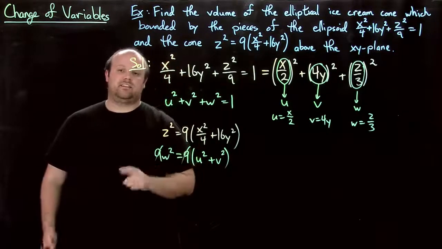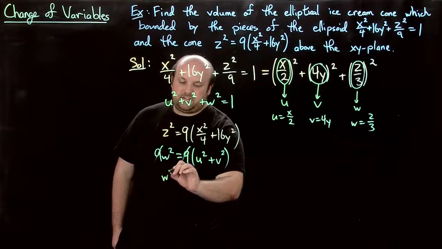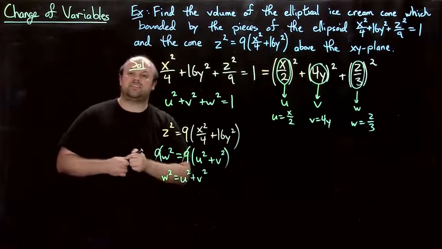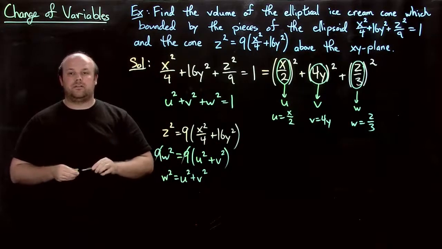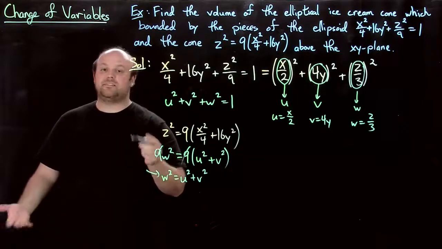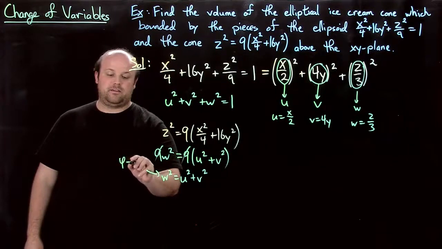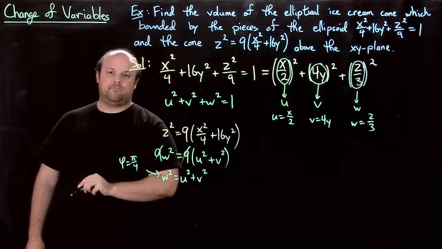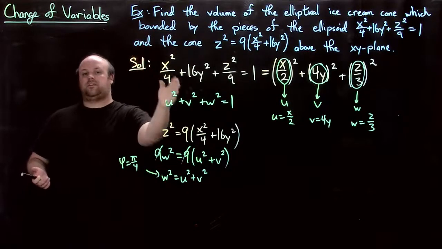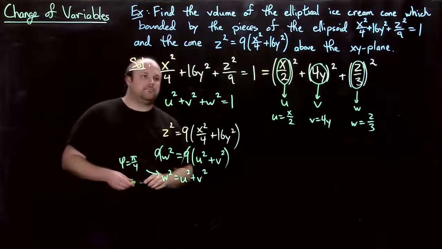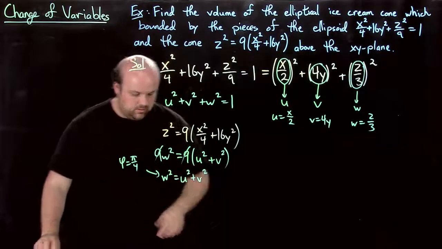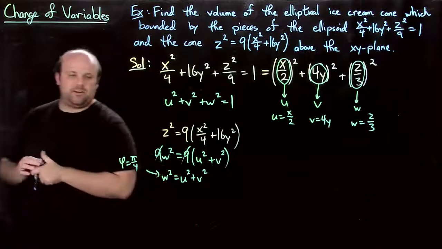You could also just take this 9 and divide it over. So we have w squared is u squared plus v squared. Oh look, that's exactly that regular kind of cone again. And the top part of this cone is described in spherical coordinates with phi equals pi over 4, because remember, phi starts up top and then falls down. Okay, so what do we do now? Well, we have to start finding this volume.